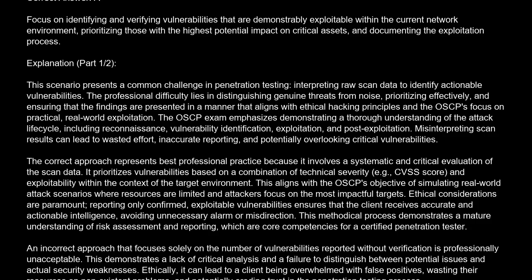Ethical considerations are paramount. Reporting only confirmed, exploitable vulnerabilities ensures that the client receives accurate and actionable intelligence, avoiding unnecessary alarm or misdirection. This methodical process demonstrates a mature understanding of risk assessment and reporting, which are core competencies for a certified penetration tester. An incorrect approach that focuses solely on the number of vulnerabilities reported without verification is professionally unacceptable. This demonstrates a lack of critical analysis and a failure to distinguish between potential issues and actual security weaknesses.